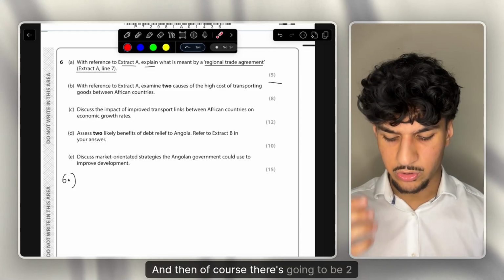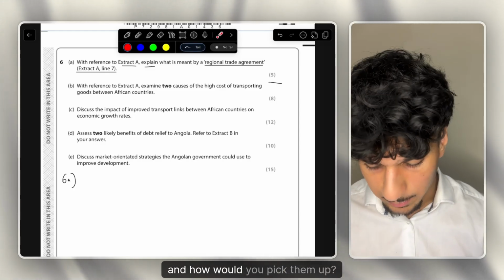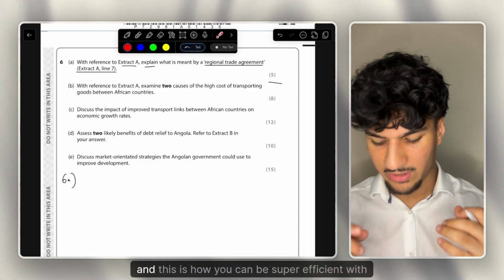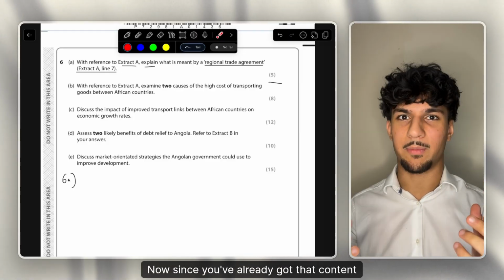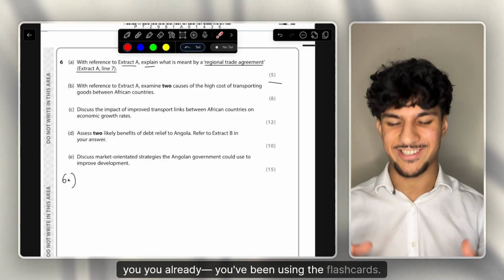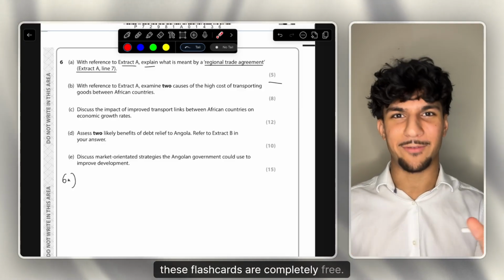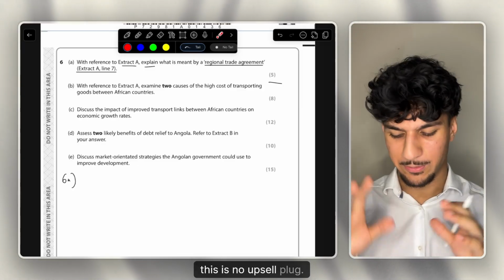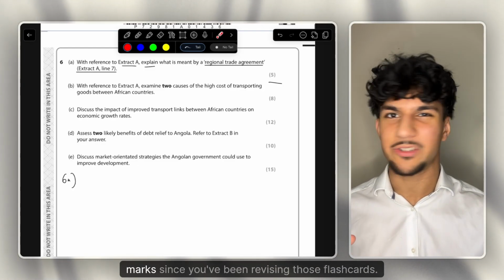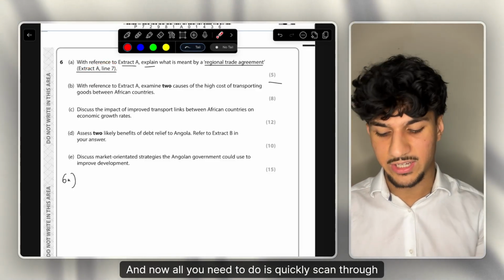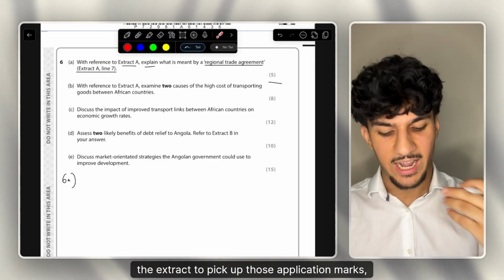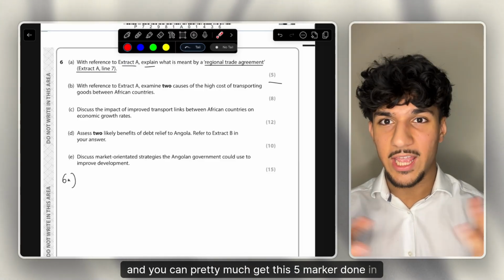And then, of course, there are going to be 2 application marks here. And how would we pick them up? Now, this is the great thing, and this is how you can be super efficient with these questions. Since you've already got that content mastered, you've been using the flashcards, and by the way, these flashcards are completely free, this is no upsell plug, you've picked up those content knowledge marks. Now all you need to do is quickly scan through the extract to pick up those application marks, and you can pretty much get this 5-marker done in maybe 2 minutes.